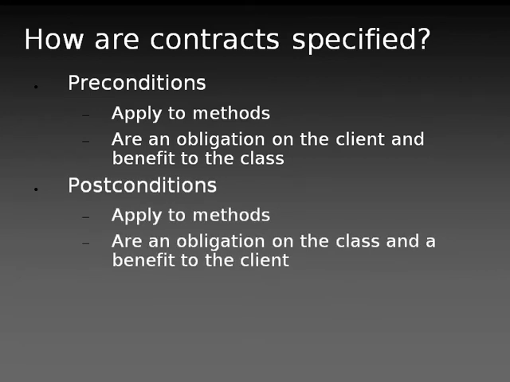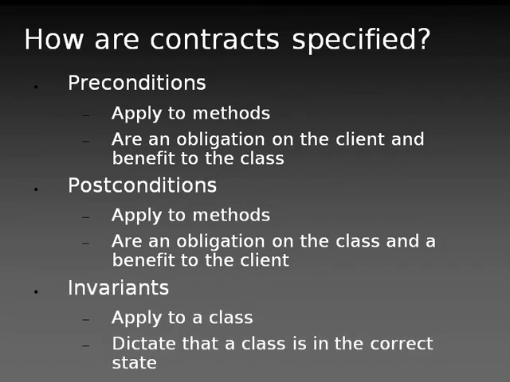The corollary to the precondition is the postcondition. This also applies to methods, and these are an obligation on the class and a benefit to the client. The benefit to the client is that it knows that the operation that it's asked for has been carried out successfully. Finally, we have invariants. Invariants are applied to the class, and they specify what the correct state for the class is at all times. Once the constructor has run, then the class invariants must be true, must always be correct.